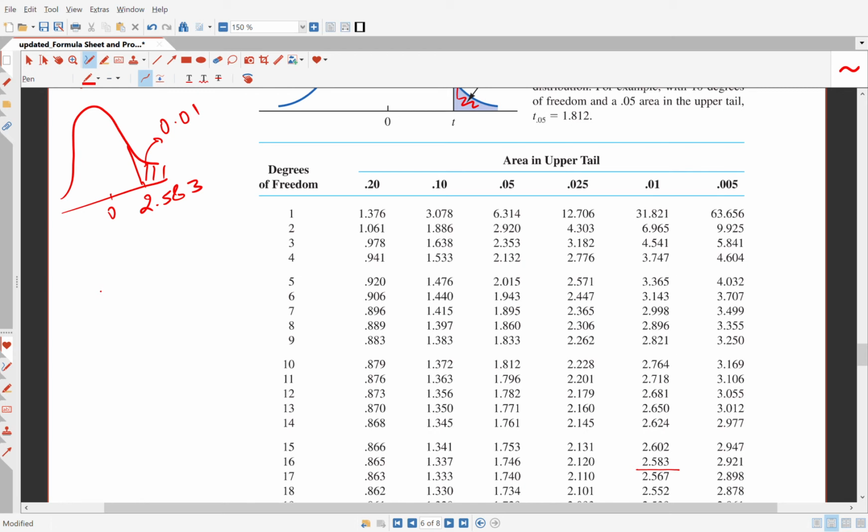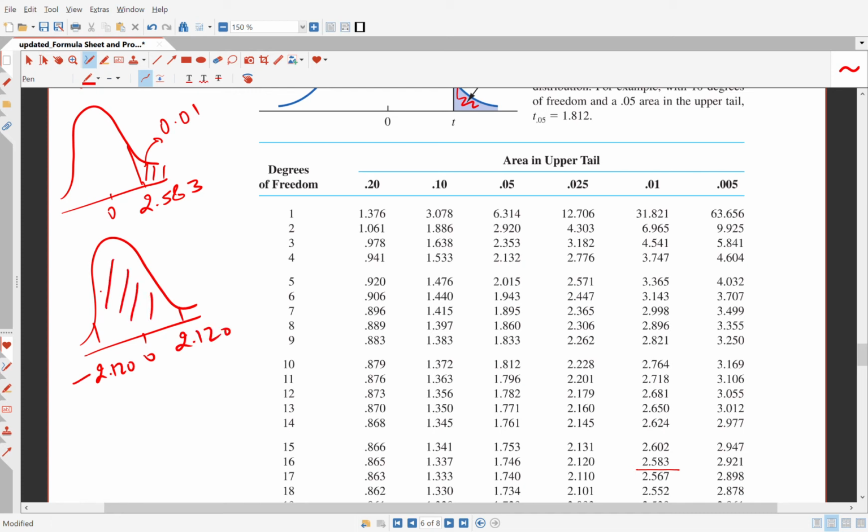Okay, part E is interesting. It says between negative 2.120 and positive 2.120. So let's do that. Part E. So this is 0, negative 2.120 and positive 2.120, and we are looking at this area.